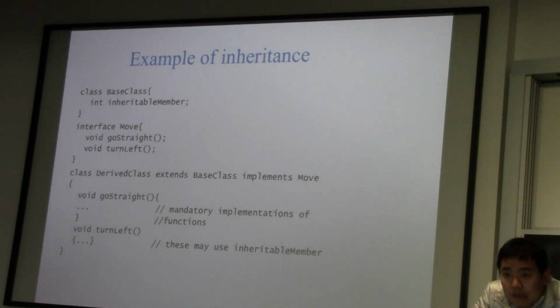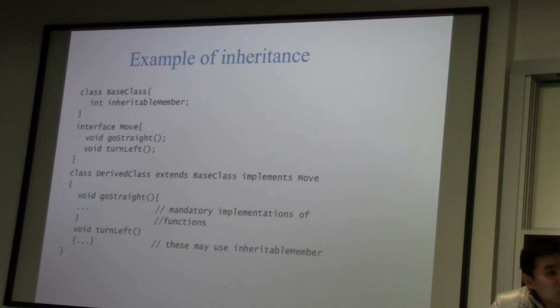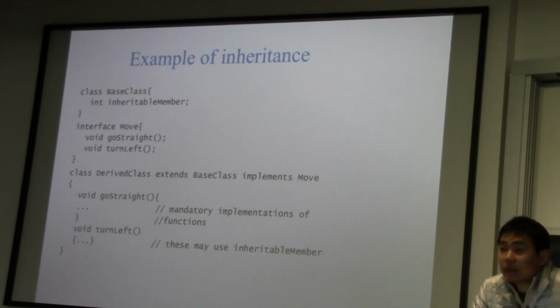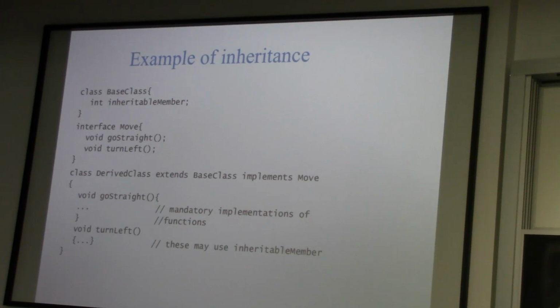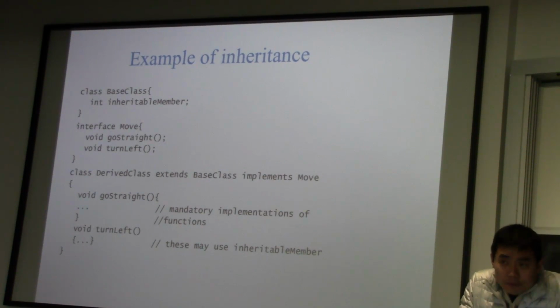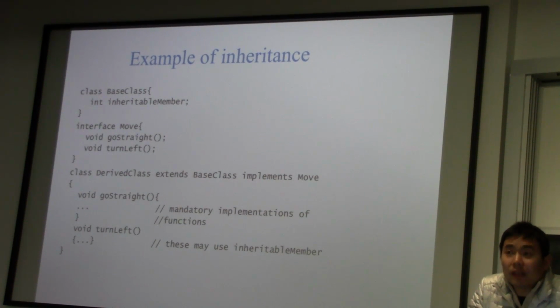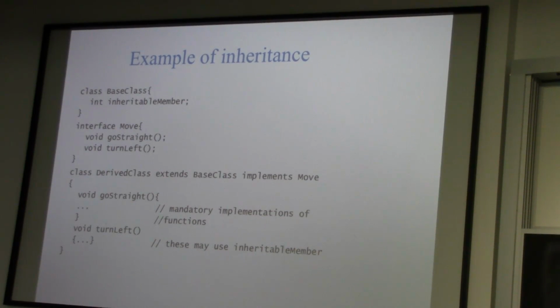Now, the base class has only one member variable, which is an inheritable member. It has no member functions defined. You can define member functions as you wish, but here I have none. I only have one member variable defined. And then I have an interface called move, which defines 2 methods. One is called go straight, the other turn left. You can think about this as a Google car, an auto-driving car. But I did not define how to implement those methods.